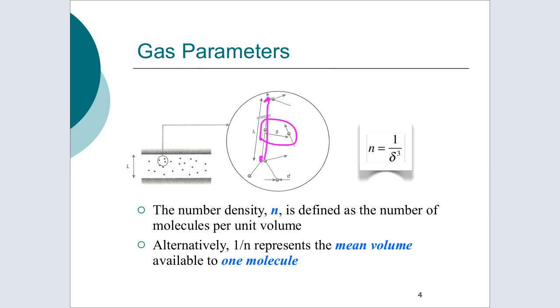We also have the number density, which is defined as the number of molecules per unit volume. So n is 1 over delta cubed, with delta being the mean molecular spacing. That gives you a sense of the number density. Another way to think of this is that 1 over n represents the mean volume available to one molecule, so approximately how much space one molecule occupies.